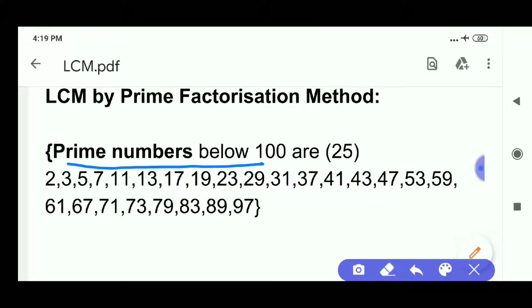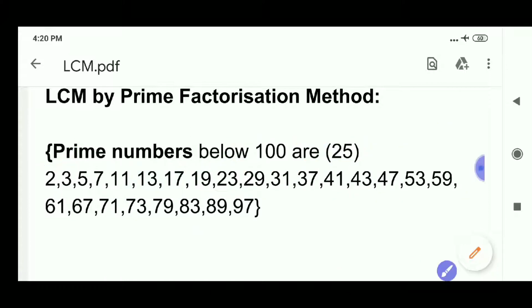How many prime numbers are there below 100? Yes, there are 25. What are they? 2, 3, 5, 7, 11, 13, 17, 19, 23, 29, 31, 37, 41, 43, 47, 53, 59, 61, 67, 71, 73, 79, 83, 89, 97. These are 25 prime numbers below 100.